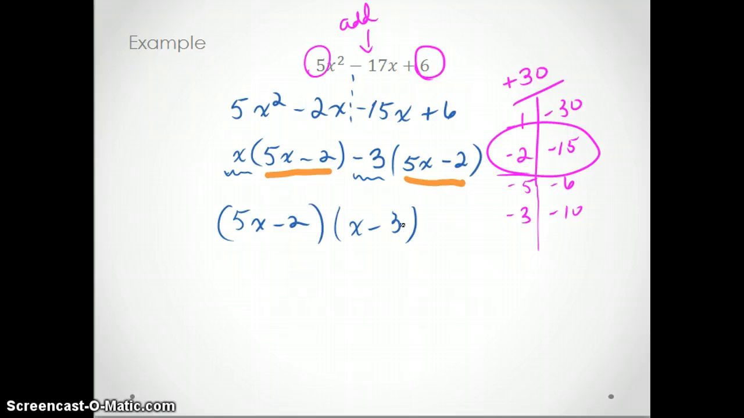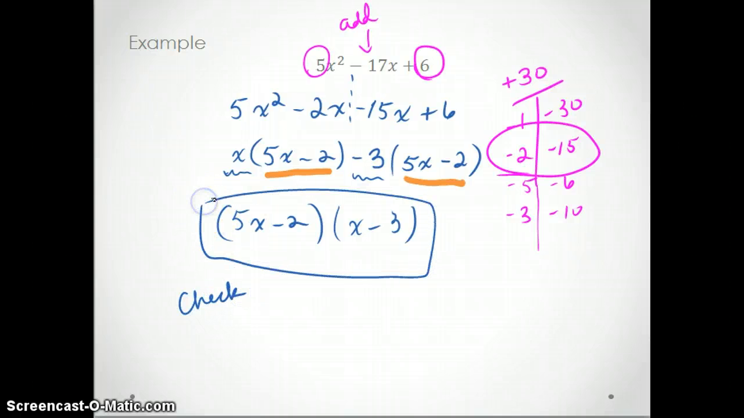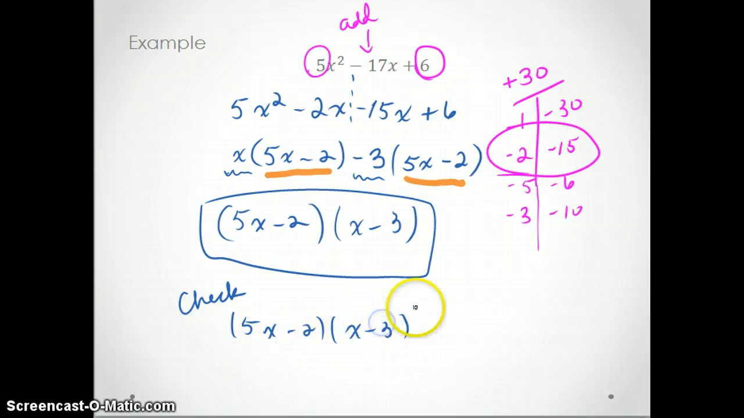And then we're done. If you want to check this, you can check by FOILing out. So that's our answer. We can check by actually FOILing these out. So we have 5x minus 2 times x minus 3. And if we FOIL, we get 5x times x, that's 5x squared. 5x times negative 3, that's negative 15x.